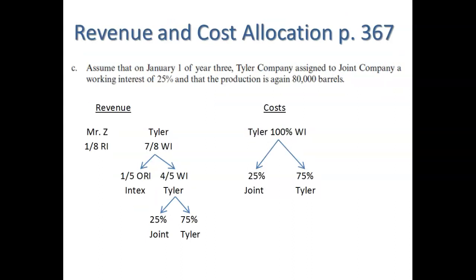Assume that on January 1st of year 3, Tyler Company assigned to Joint Company a working interest of 25%, and that the production is again 80,000 barrels. So as you can see, following down for Tyler, he had 4/5 of the working interest, so you would have 4/5 times the 7/8, and now he has 75% of that, and he has assigned a 25% joint interest to Joint. On the cost side, Tyler has 75% of the cost that he will bear, and 25% will be paid by Joint.